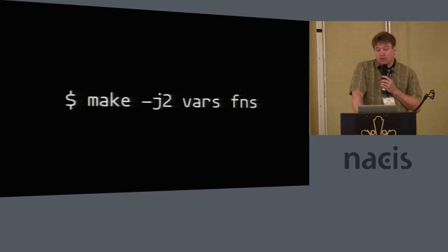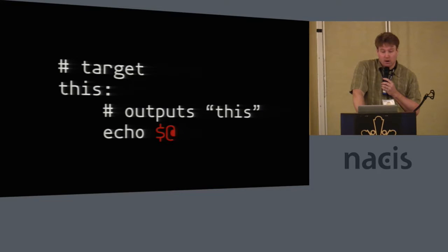You can do some other things. -j2 lets you run it in parallel. -j, however many instances you want. So if you write your Makefiles smoothly, you can run them with as many CPUs as you've got, and things get done quicker.